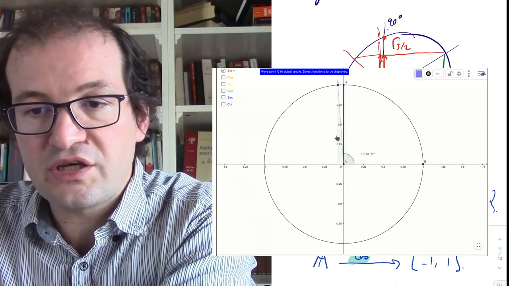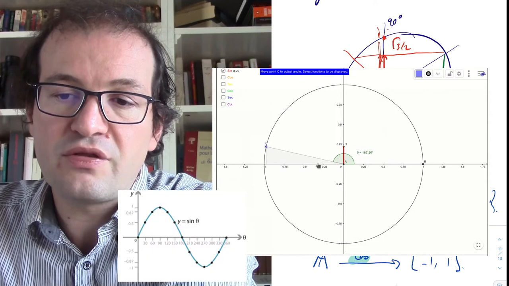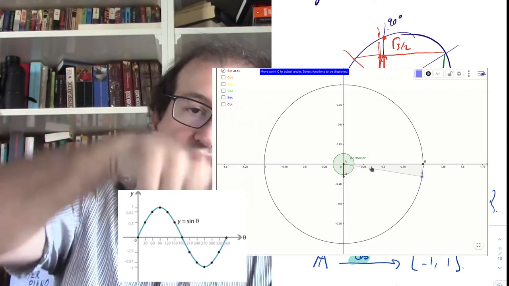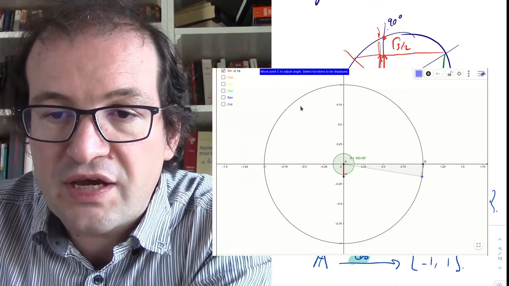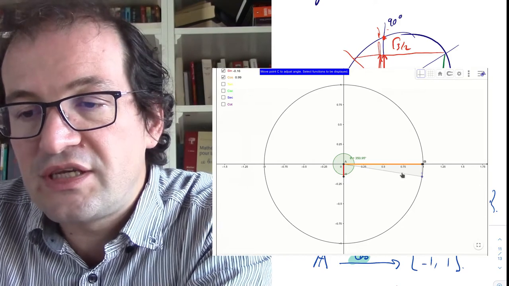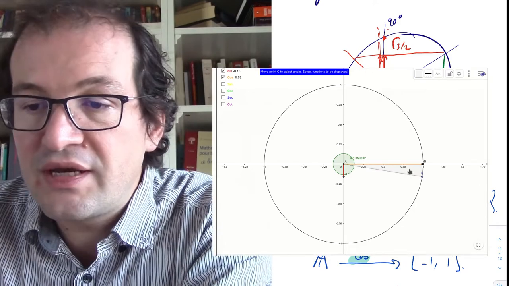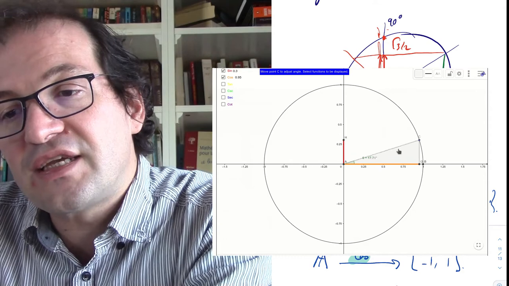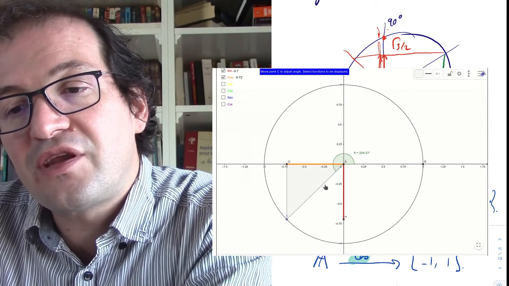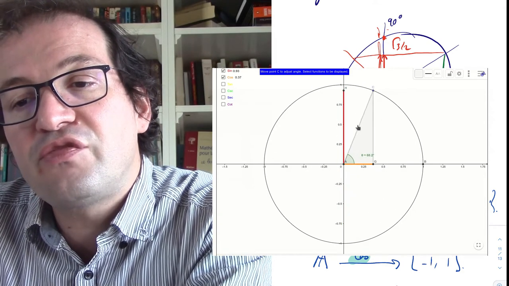Don't look at me, look at the oscillation. Up, down, up, down, up, down. This is the sine oscillation. Now let me put you the cosine. Cosine, as we said, is the orange rod. I took the green. It's the projection on the x-axis. And you see that they are doing kind of complementary thing. They are doing the same thing, but on different axes.